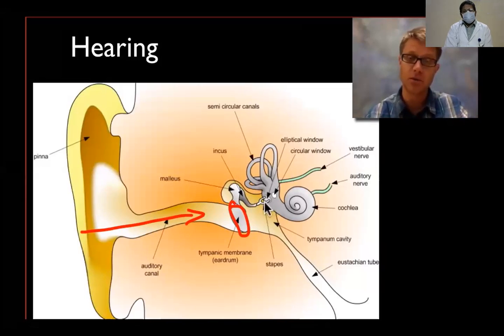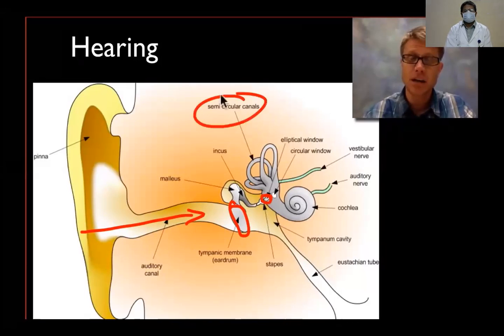We have a series of bones which are going to mechanically amplify that until it eventually gets right here, and this is going to be your oval window. The oval window sits right here on your cochlea. The cochlea looks kind of like a snail, and that's where you sense hearing. On top of that, we have these semicircular canals. Those are going to give you a sense of balance. There's fluid inside here, and they've got 3 different dimensions, so you can sense movement through 3-dimensional space.